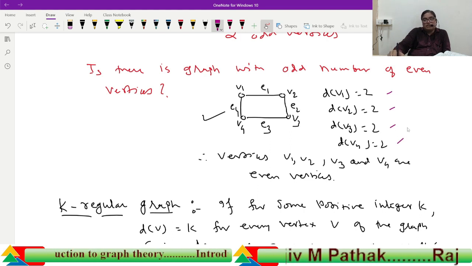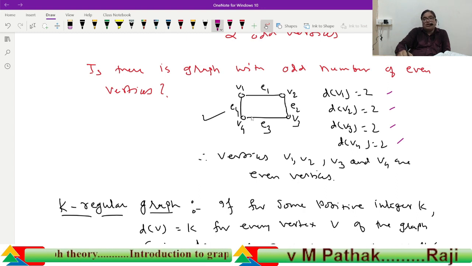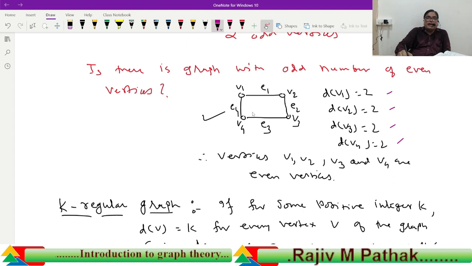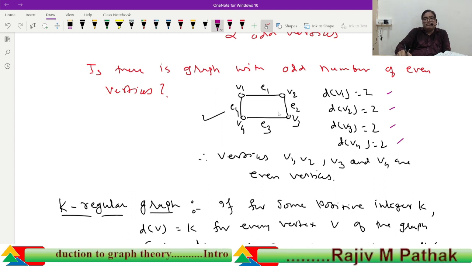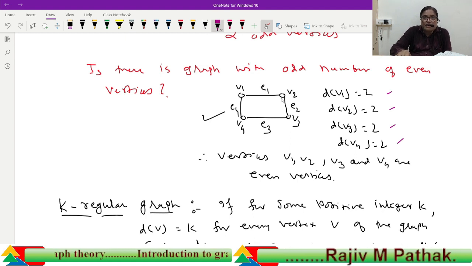But यहाँ पे हम एक चीज observe कर रहे हैं कि there is no edge between V1 and V3. There is no edge between V2 and V4. So by definition, this is not a complete graph, because by definition a complete graph is a simple graph in which there is an edge between each pair of vertices, जो कि यहाँ पे नहीं हो रहा है. So this is a 2-regular graph but it is not complete. So that means every regular graph need not be a complete graph.